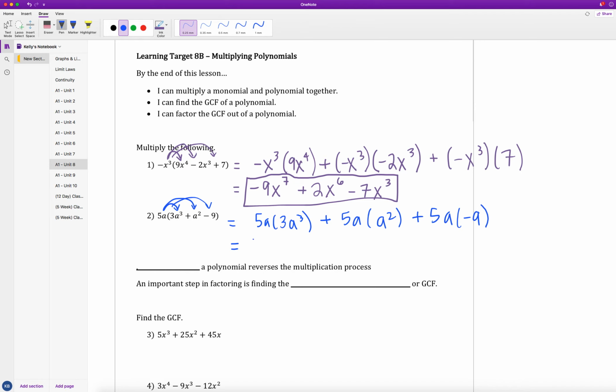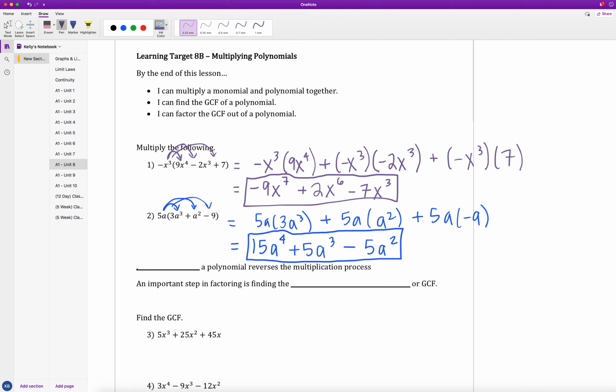So 5 times 3 will give me 15, and then a times a to the third will give us a to the fourth, plus I'll end up with 5a to the third power, since I have an a to the first times an a to the second, minus 5a squared on our last term, since I have a negative 1 times the 5, and then a times a gives us a squared. I can't simplify that any further because I have no like terms, so I'm done once I distribute and simplify each individual term as much as possible.